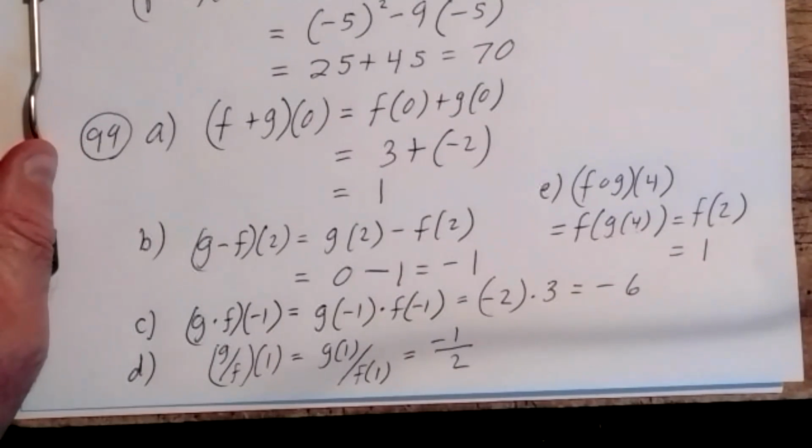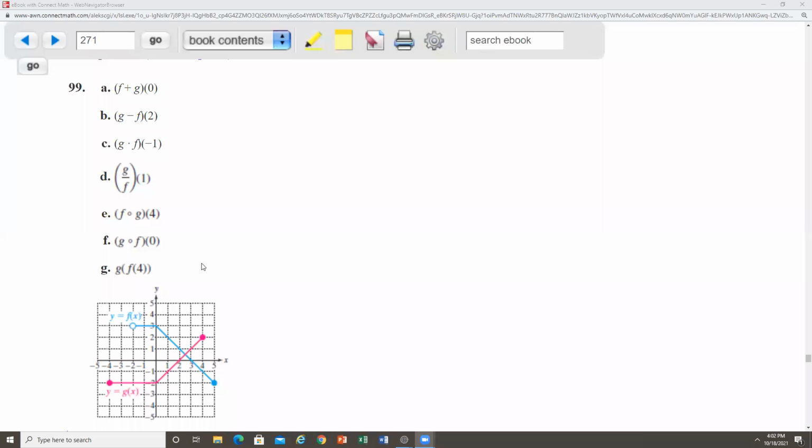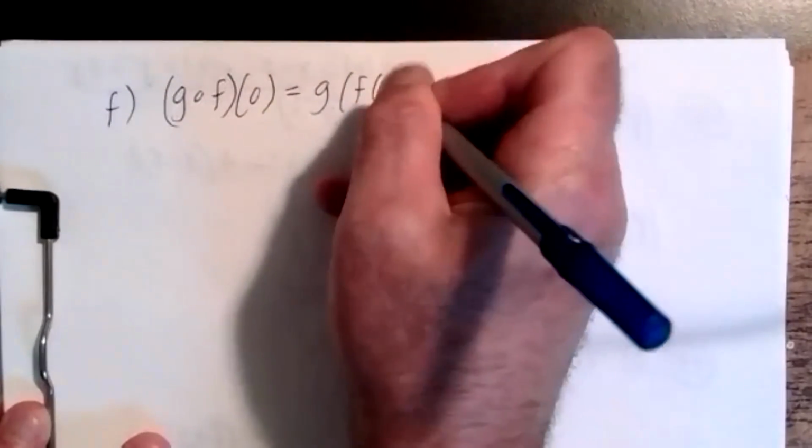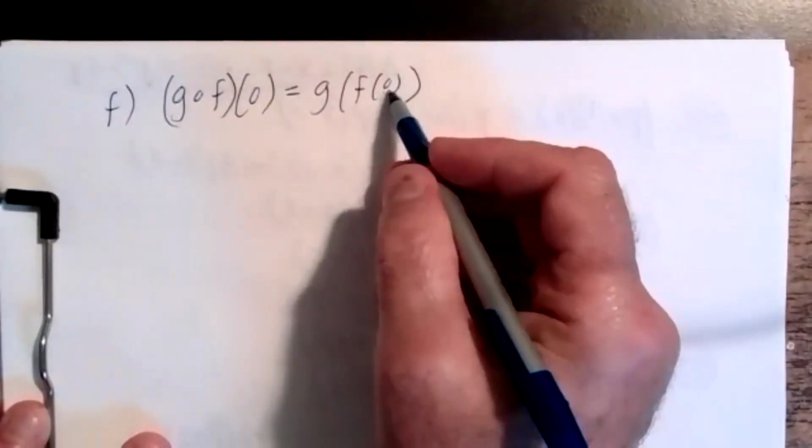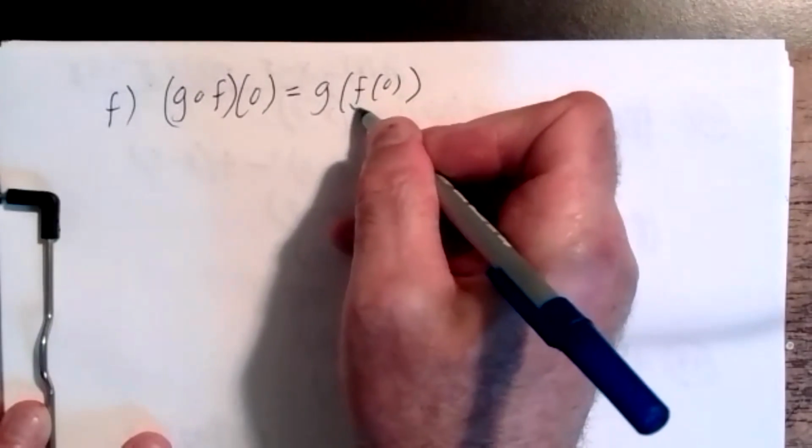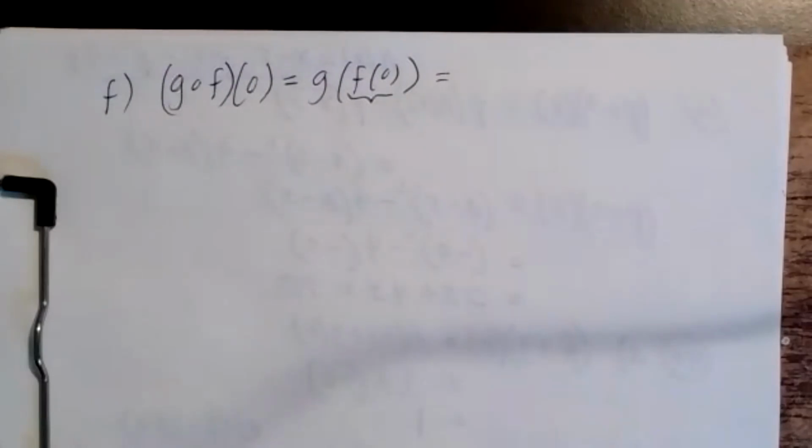All right, what's part f? G composed with f of 0. So part f, g composed with f of 0. Well, that's really going to be g of f of 0. So first we're going to put 0 in the function f, and we have to go to the graph and read out what it gives us out. What is f of 0? We have to find what f of 0 is.